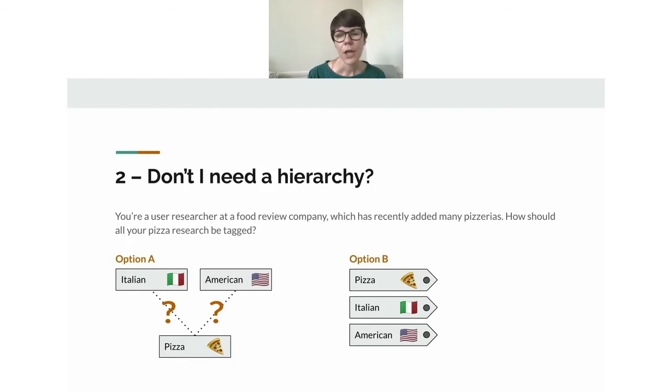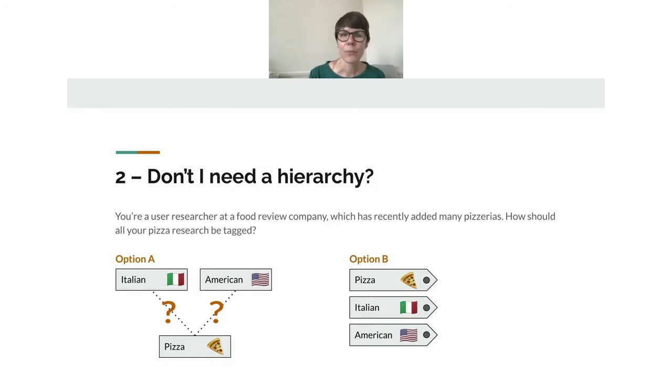Versus option B, where you have all your pizza content tagged with a pizza label, and it's available immediately for anyone to find directly without having to think about whether it's under Italian or American or both or whatever. So I would recommend option B.